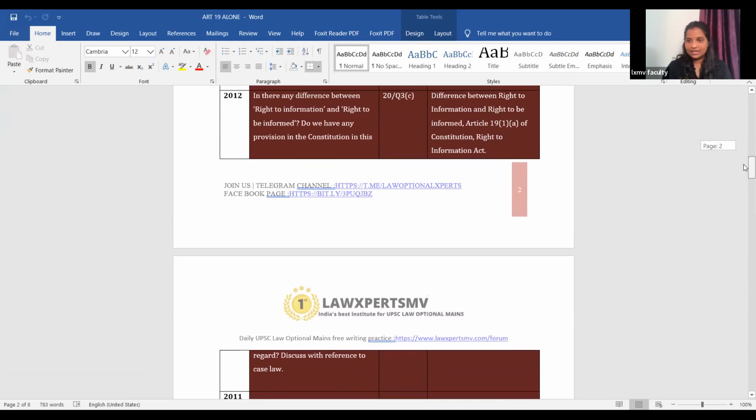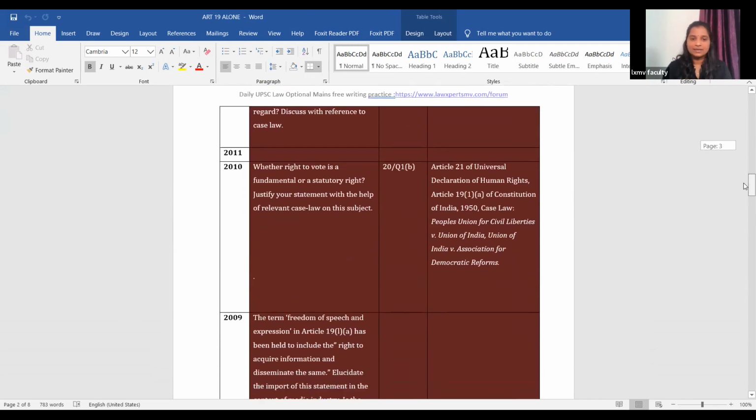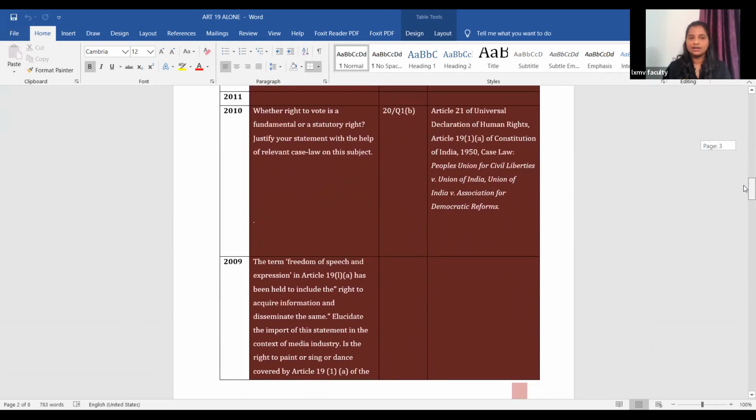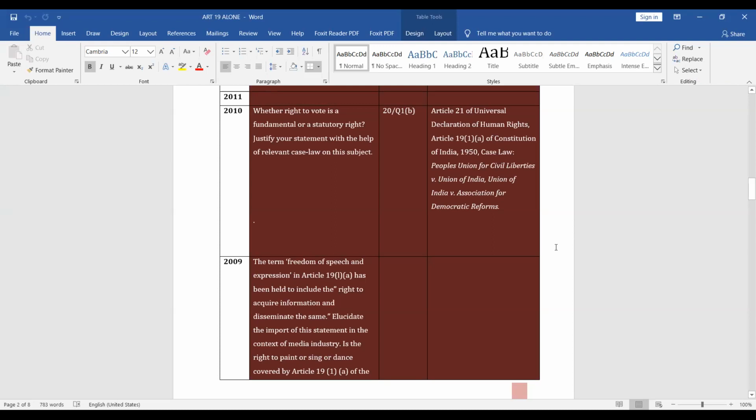This also we covered in right to information. Okay, we'll skip that. Someone, maybe I'll call Mudazir sir. Can you please read the 2010 question? Yes, ma'am. Whether right to vote is a fundamental or a statutory right. Justify your statement with the help of relevant case law on this subject.